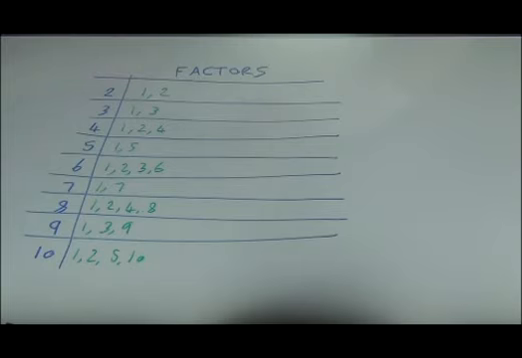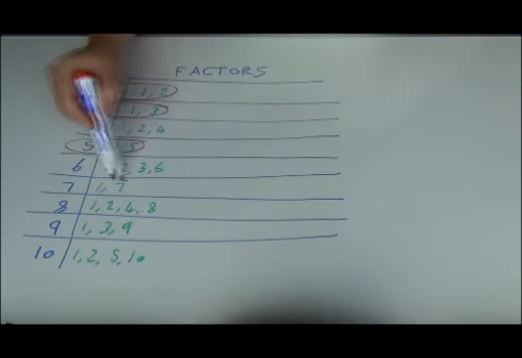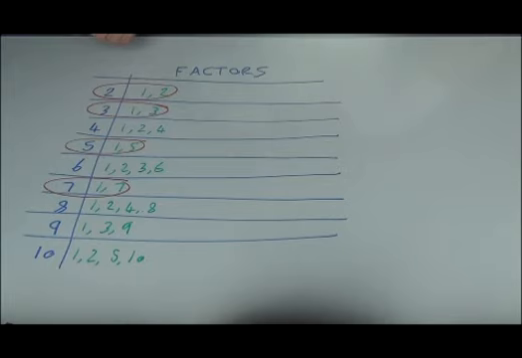What I'm interested in when I'm working out prime numbers is the ones that have only got 2 factors. That one, that one, that one, that one, and that's it. So my prime numbers are the numbers that only have 2 factors.